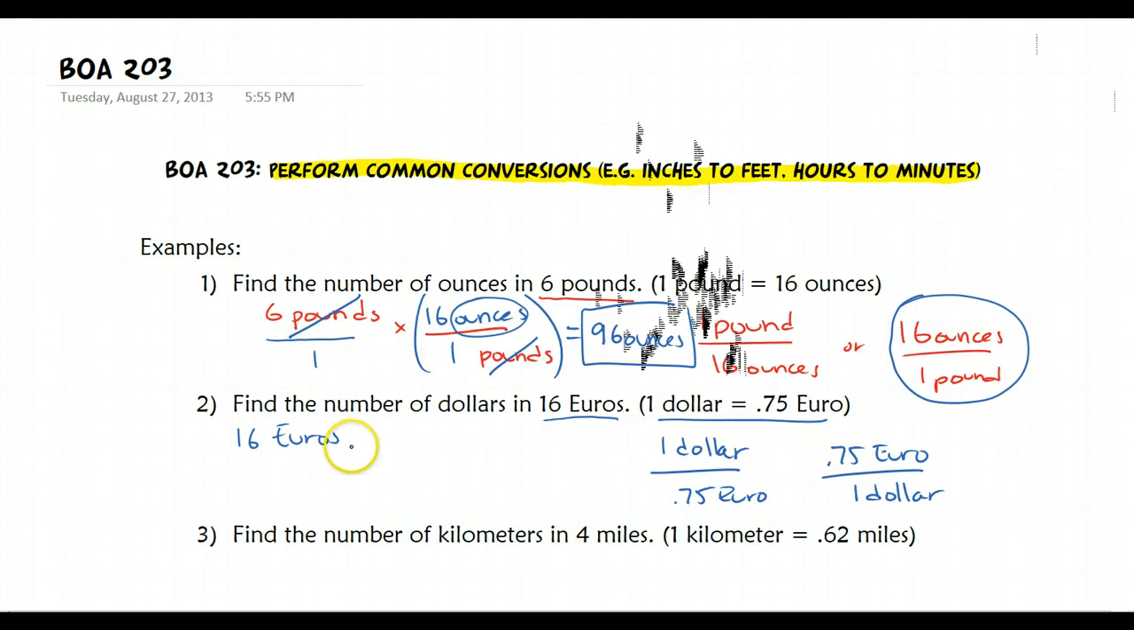Now again, my goal is to try to get rid of the euro by using euro in the denominator. So of the two that I have here written out, I'm going to select this one because I have euro in the denominator. So I'm going to rewrite $1 over 0.75 euro. And again, I'm going to put this in parentheses to remind myself that that's a fraction, and when I enter it into my calculator, I want to put it in parentheses as well.